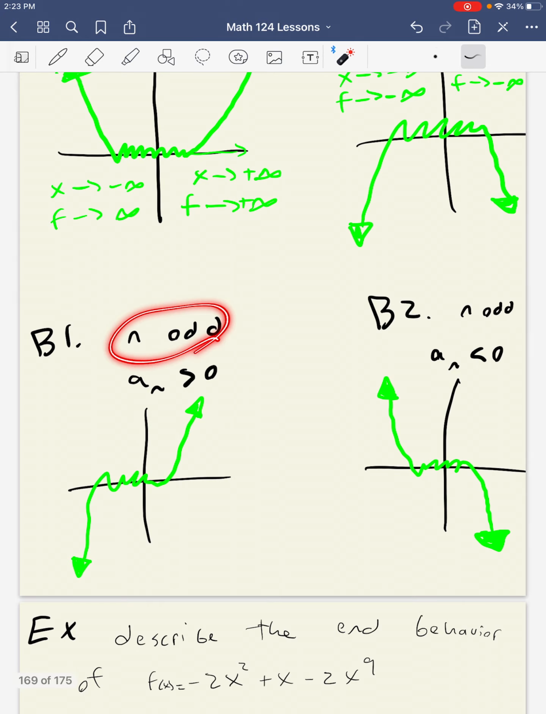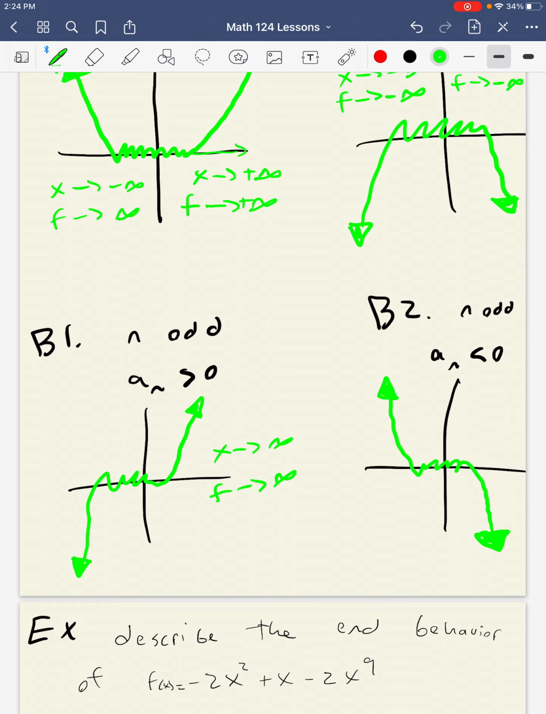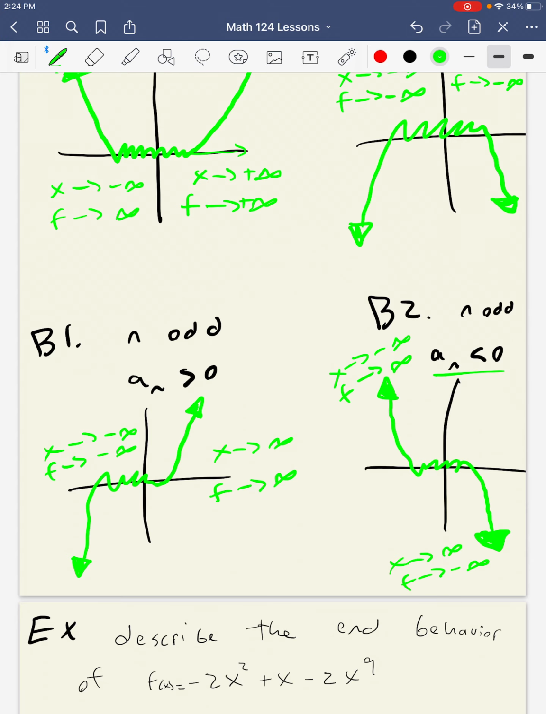Now when the exponent is odd, we have these two end behaviors. Either when the number is positive, we get x goes to infinity, f goes to infinity, x goes to minus infinity, f goes to minus infinity. Or over here, if the number is negative, then we get x goes to infinity, f goes to minus infinity, x goes to minus infinity, f goes to positive infinity.